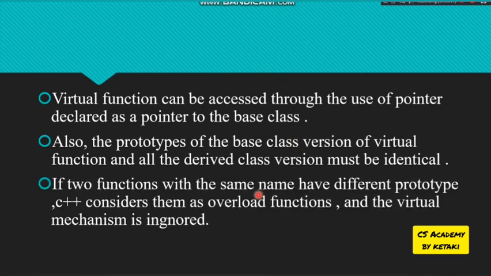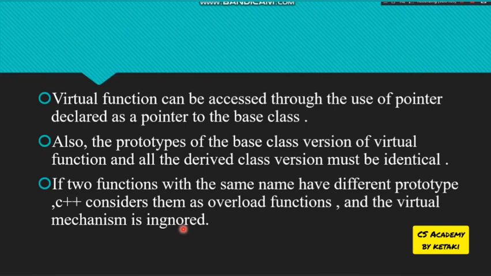Next, if two functions with the same name have a different prototype, C++ considers them as overloaded functions and the virtual mechanism is ignored. If the two functions have the same name and same prototype, then the virtual function mechanism is used. But if the two functions have the same name but different prototypes, meaning a different number of parameters, then that concept is called function overloading, so the virtual function mechanism is ignored.